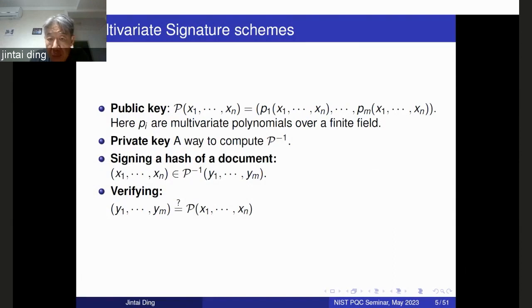Here we do not require P to be a really invertible function; rather, we require it to have a pre-image. Verifying is very simple. Given a pair, y1 to ym, which is a hash of a document, and x1 to xn, which is the signature, you plug this pair into the equation and check whether y1 to ym equals P(x1,...,xn). That means you evaluate x1 to xn using the public key polynomials and see if it equals y1 to ym. If it is equal, you accept. If not, you reject. That's the basic idea of multivariate signature schemes.